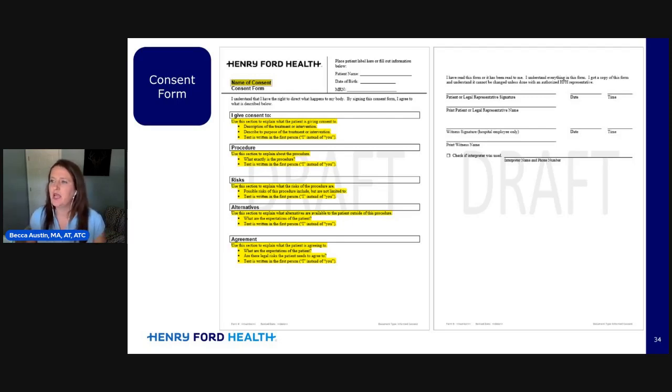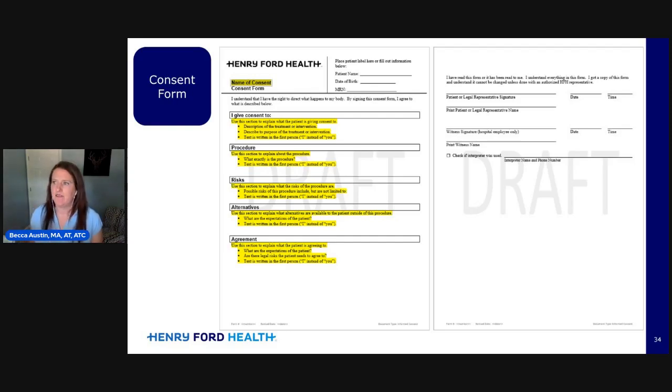So for example, under I give consent to, we ask the employee to use this section to explain what the patient is giving consent to. So the description of the treatment or interventions, the purpose of the treatment or interventions, and then we ask that the text be written in first person, so I instead of you. So again, those are our guidelines. That is what our team ultimately agreed upon and what this needs to look like. And again, it's going to look a little bit more robust when it gets filled in.